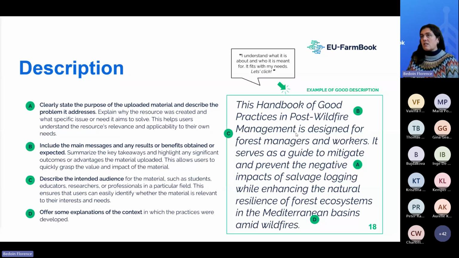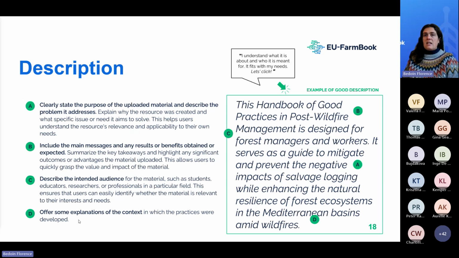For example, this handbook of good practices in post-wildfire management is designed for forest managers and workers. So here is the audience stated. It's not that others cannot read it, but it will fit with a certain audience.